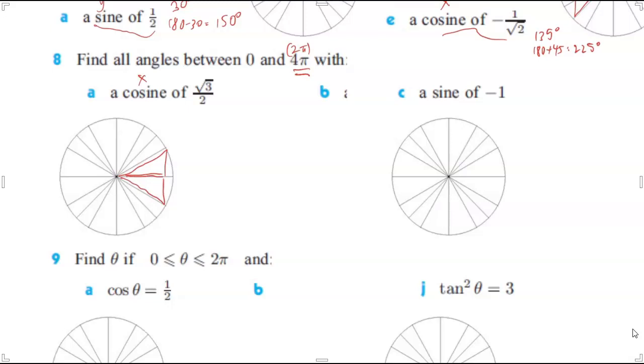So let's see. One of the answers would be 30 degrees, of course. Another answer would be almost 360, but short 30 degrees. So it would be 360 minus 30 degrees, which would be 330 degrees. And then, of course, if we're going to 4 pi, then we're going to go 2 times around. So that would be 30 degrees plus 360 degrees. And that would be 330 degrees plus 360 degrees.